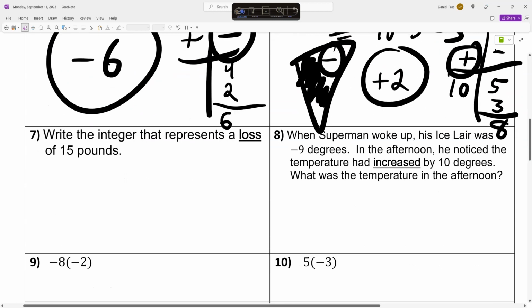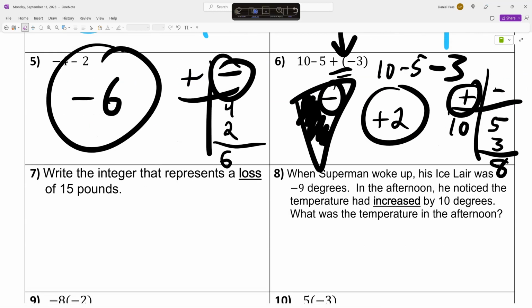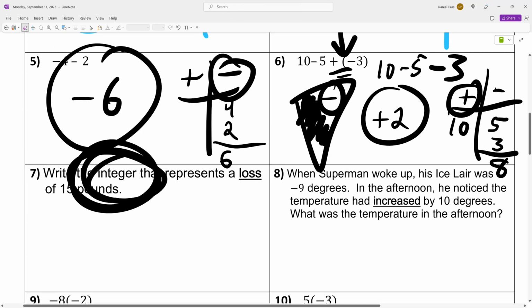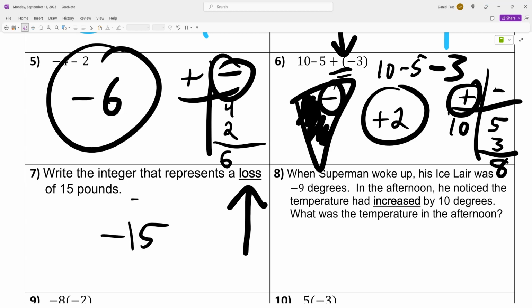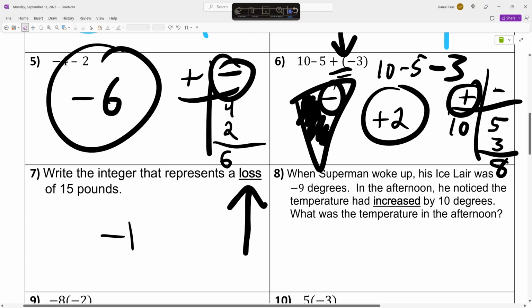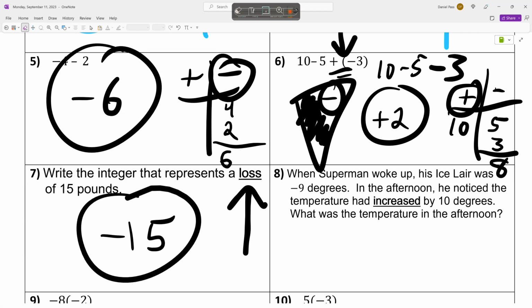All right, this is a very simple problem, number 7. An integer just means a number that's not a fraction. It can be positive or negative. That's all it means. So if it says lost, you think it's talking about positive or negative? Negative. Right. So the answer is just negative 15. That's all you need to write. It's a pretty simple thing. Make sense?